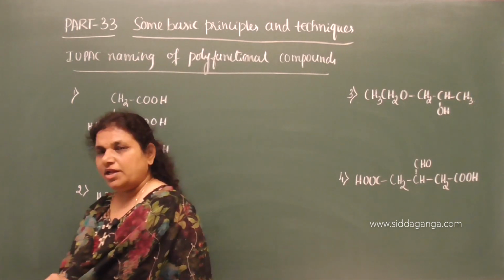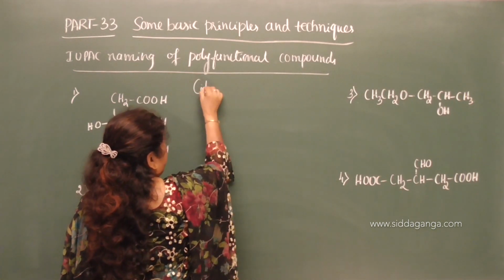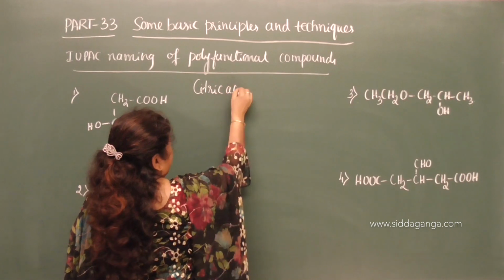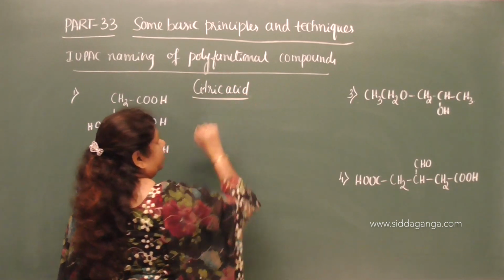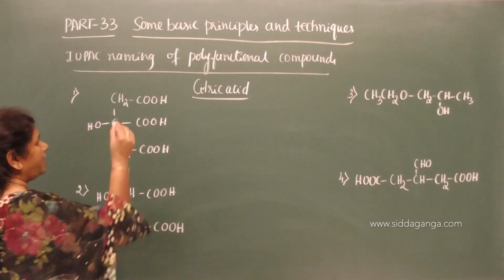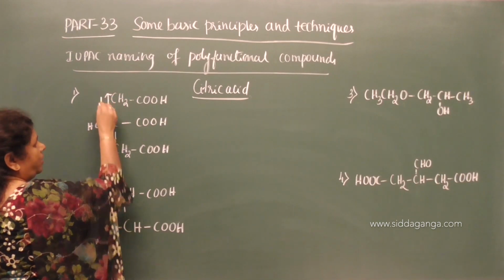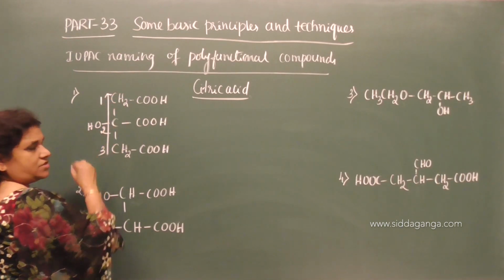And what is the common name for this compound? The common name is citric acid, present in citrus fruit. Let us move on to the IUPAC name now. So, select this carbon chain. This is 1, this is 2 and this is 3.